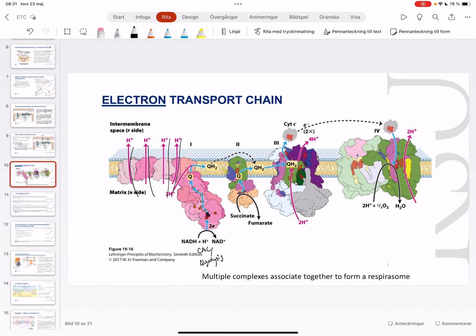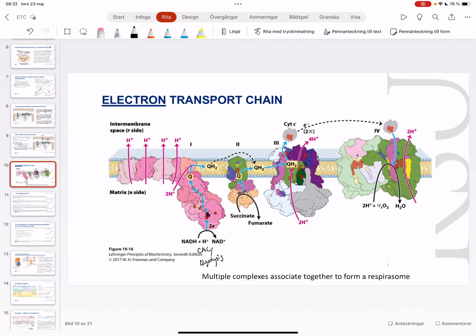Anyway, so as the 2 electrons are traveling, they meet ubiquinone. Ubiquinone will accept the 2 electrons, and as it does that, it will also pick up 2 hydrogens and become ubiquinol. And that's what happens there.